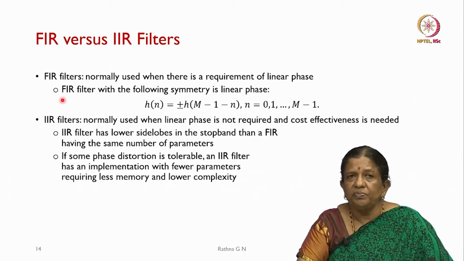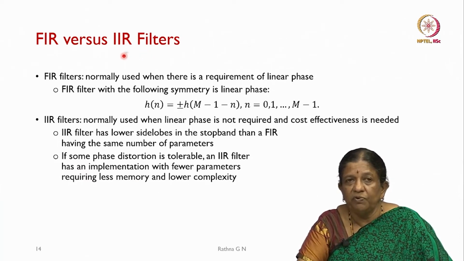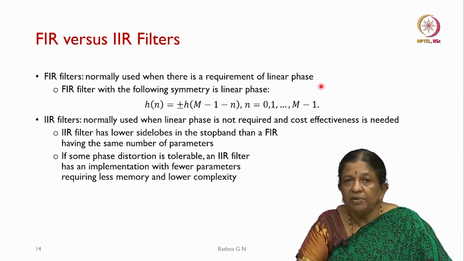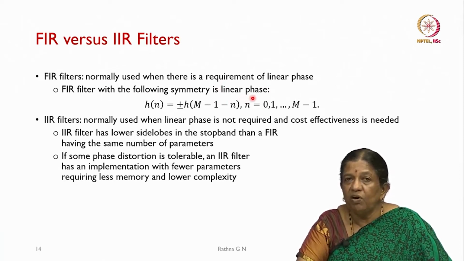So, coming to the comparison between FIR versus IIR. We will take up IIR filters in more detail in the next few classes. What is the comparison? We say that FIR filters are normally used when there is a requirement of linear phase. We will take it up in a little more detail in a while. An FIR filter with the following symmetry is what we call linear phase. What is that symmetry? My impulse response has to be h of n equal to plus or minus h of M minus 1 minus n, for n equal to 0 to M minus 1, where M is the order of the filter.